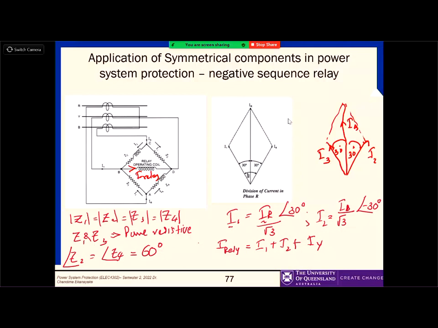But what are the issues with negative sequence? Have you heard about negative sequence issues somewhere? What could the issues be? Especially for generators, actually.